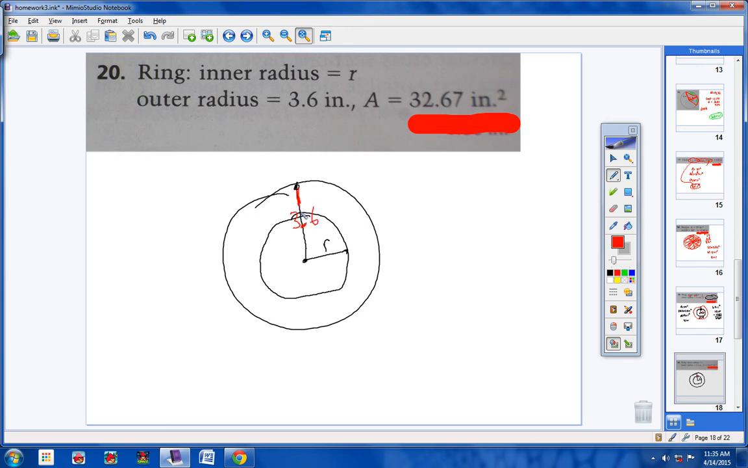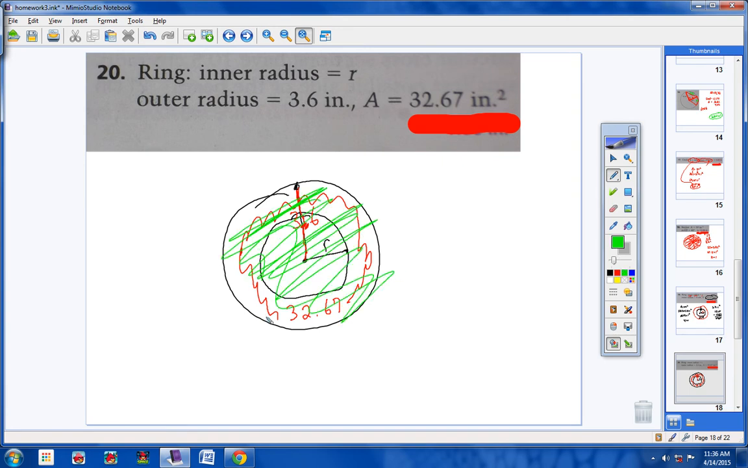The outer radius from tip to tip here is 3.6. That is my entire radius here. Now they tell me the area of the outer ring is 32.67. That's the area of this outer ring. So the first thing I'm going to do is find the area of this entire big circle.